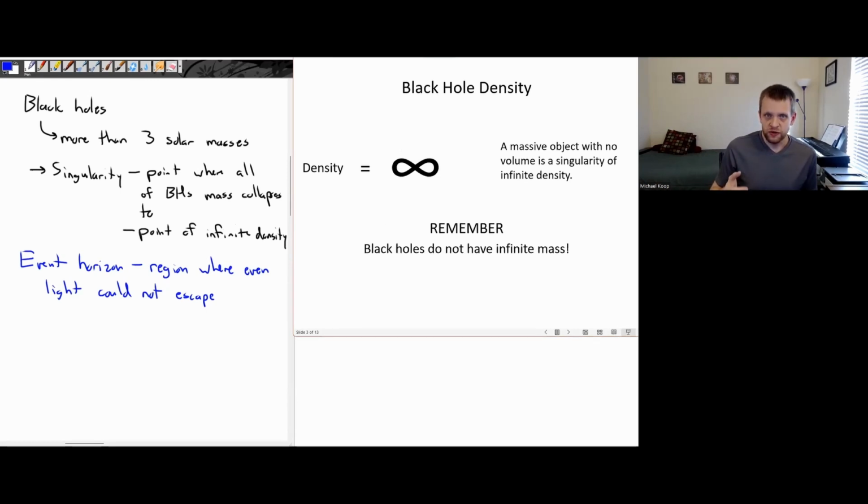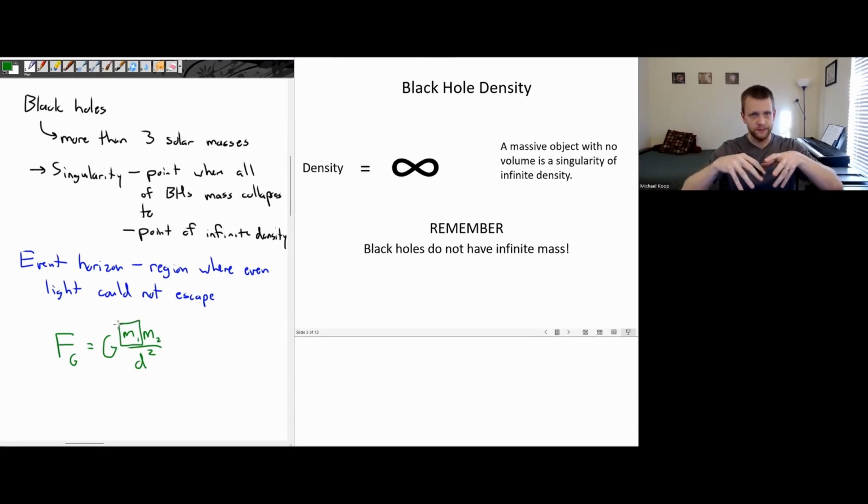Black holes do not have infinite mass. Going back to the equation for the gravitational force, which, if you're getting close to a black hole, we actually need general relativity instead, but this still gives us a good enough picture. The gravitational force between objects depends on the masses of those objects and the distance between them. These black holes are not infinite mass. The mass is just whatever the mass of the core was that collapsed, plus anything that's fallen in since.